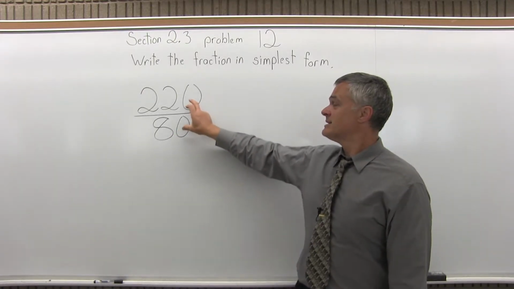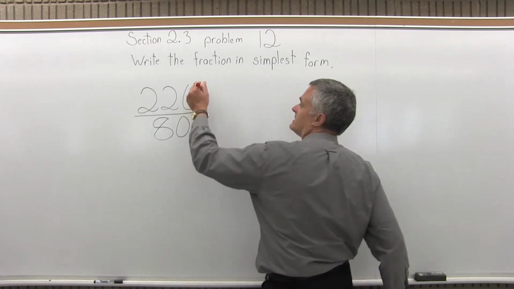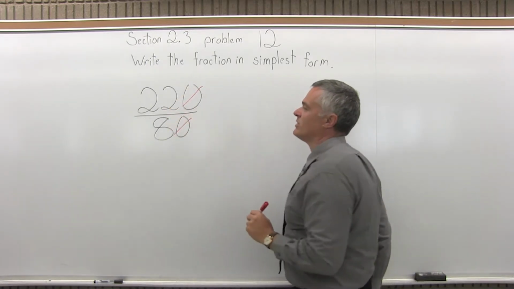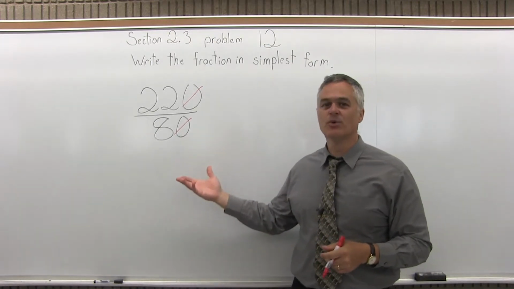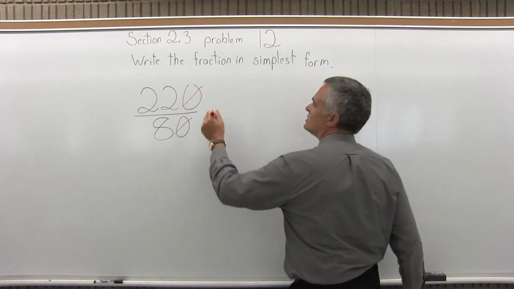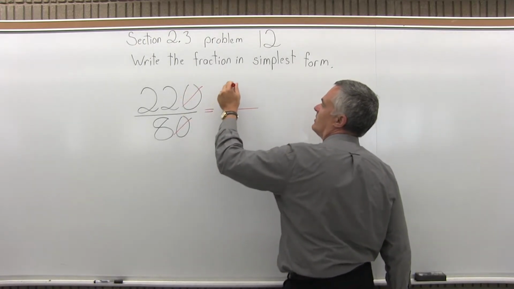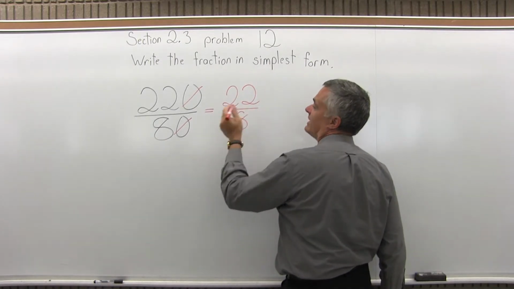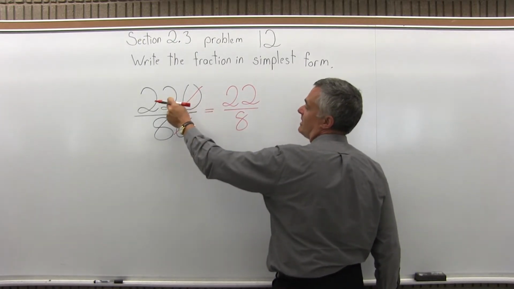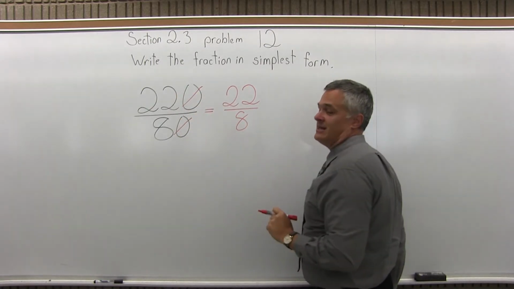So right away I can see that because both numbers, the top and bottom numbers, end in a 0, I can basically just slice off the 0. Now that's technically not really what's going on. What's really going on is I'm dividing 10 into both numbers evenly. So as I eliminate the last 0, the problem becomes 22 over 8. And in reality, like I say, 10 divided into 220 is 22, 10 divided into 80 is 8.